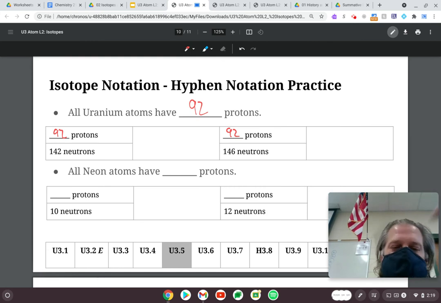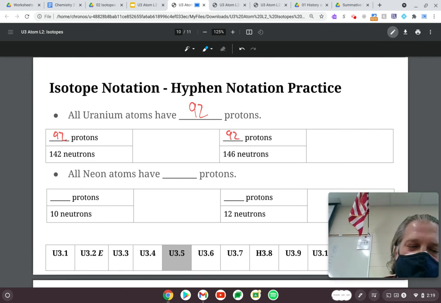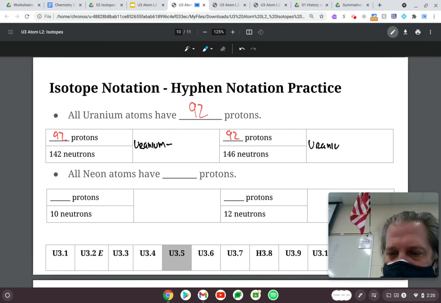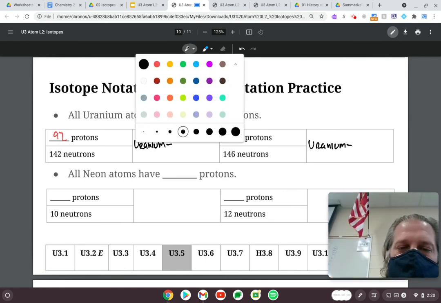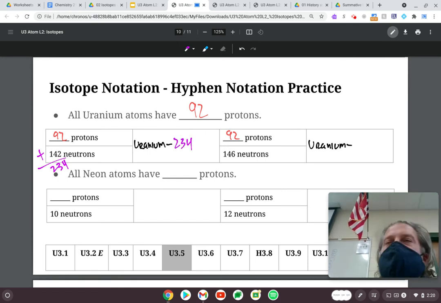And now we're going to go ahead and write the hyphen notation. So here I have uranium, and I'm going to write out its name. And then after the name comes the mass number, which we get by adding up the protons and the neutrons. So 92 plus 142 is 234. So it's uranium 234.